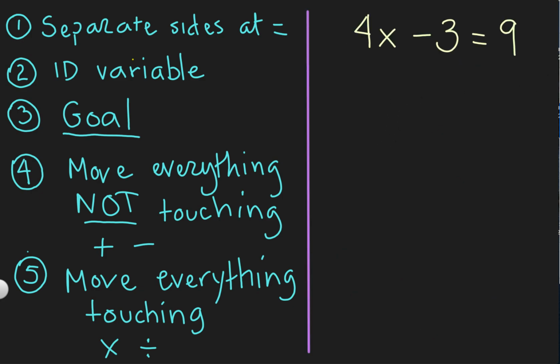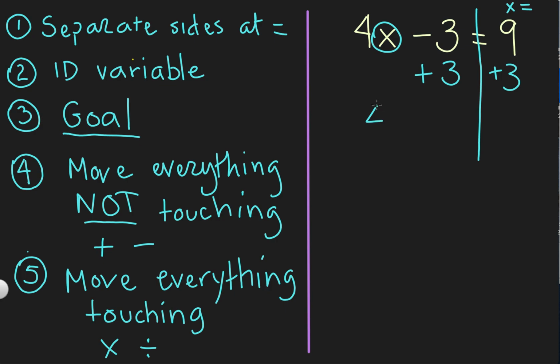Example 2, we have 4x minus 3 is equal to 9. So again, we separate the sides at the equal sign. We find my variable, understanding that my goal is to get the x by itself. So we want x alone on this side of my equation. So I'm going to move everything that's not touching. The negative 3 doesn't touch the x now, so we're going to do the opposite, which is a plus 3.